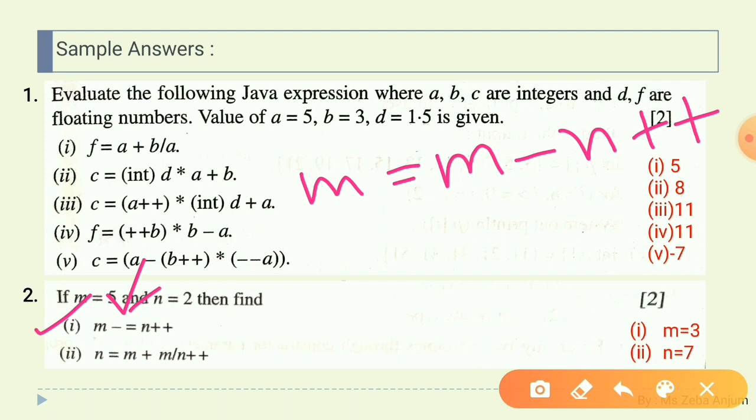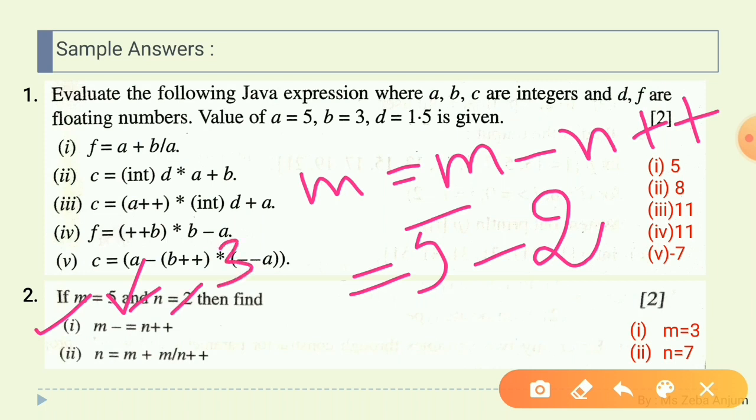Now substitute the values. The value of m was 5 minus n plus plus. Post increment operator it is. Firstly use the value, then increase the value. So the value of n is 2. We are going to write down 2 as it is. Okay, now then the value is increased by 3. Now the subtraction will give you what? 3. So the value of m is 3 for the first case.